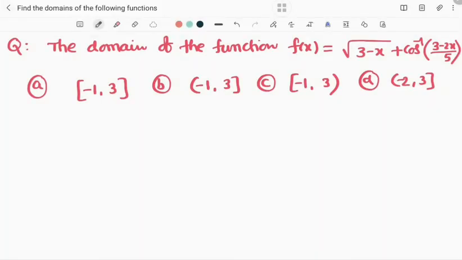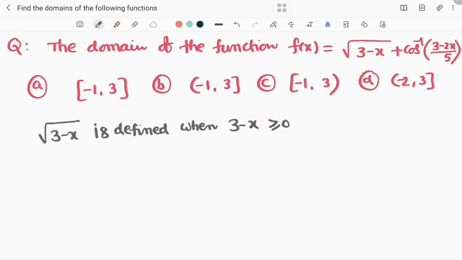The next question: the domain of the function f of x equal to root 3 minus x plus cos inverse of 3 minus 2x by 5 is. So here also two functions are there, a sum of two functions. So first find out the domain of the first function and the second function, and write their intersection. The first function is root 3 minus x, which is defined when 3 minus x is greater than or equal to 0.